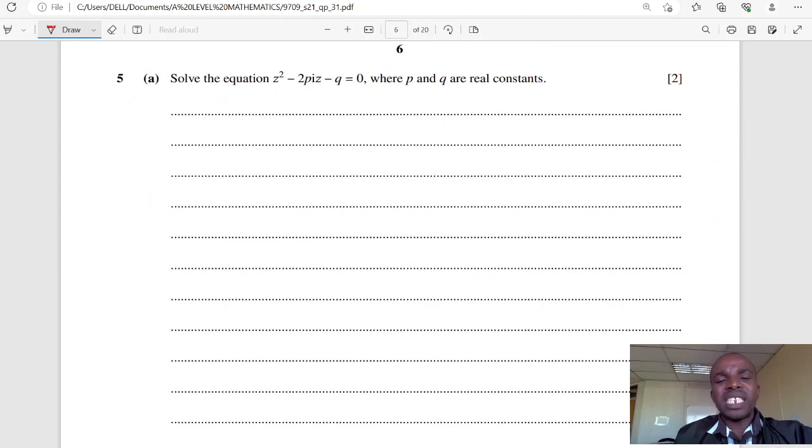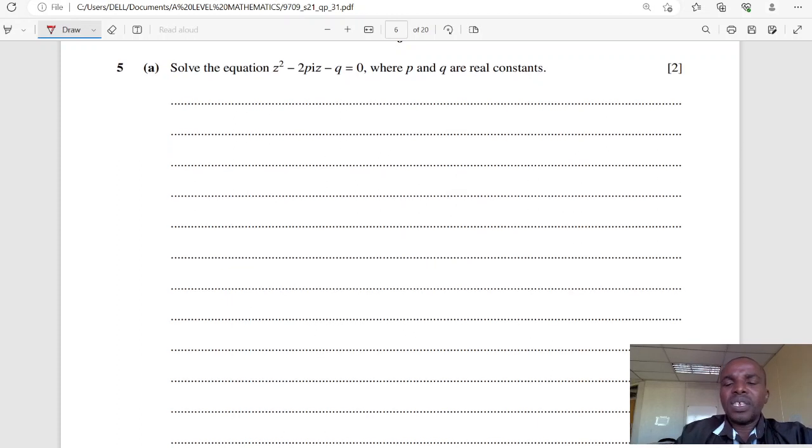These are complex numbers. Solve the equation z squared minus 2piz minus q is equal to 0, where p and q are real constants. These are real numbers. Right. This one is a quadratic equation in z. So what I'm supposed to do? You can use the quadratic formula, or you can use the completing the square method. Those are the methods that you can apply in this case. So let me use the quadratic formula. It's a bit more straightforward.